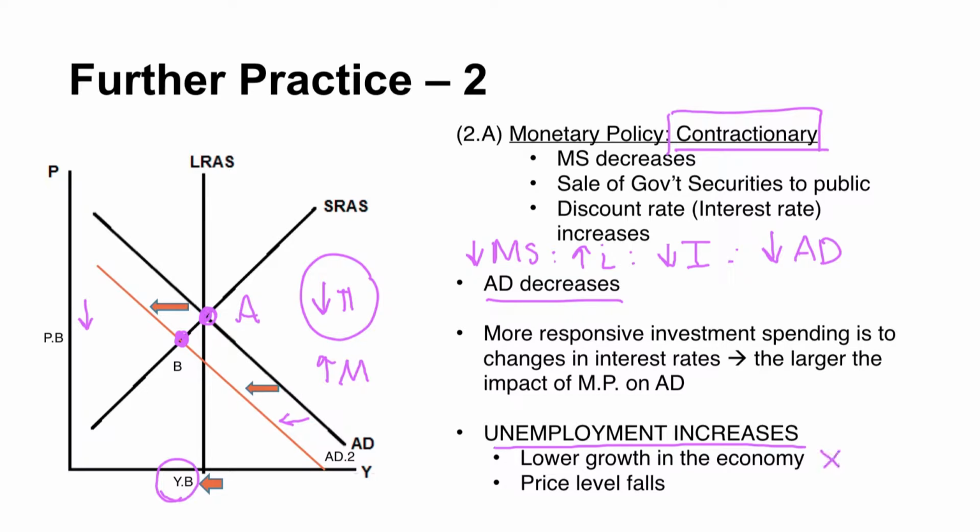We have lower growth in the economy as the Federal Reserve tries to curb inflation and increase interest rates, and the price level falls. What we observe, and we've noted before, is that the more responsive investment spending is to changes in interest rates, the larger the impact of this monetary policy on aggregate demand.